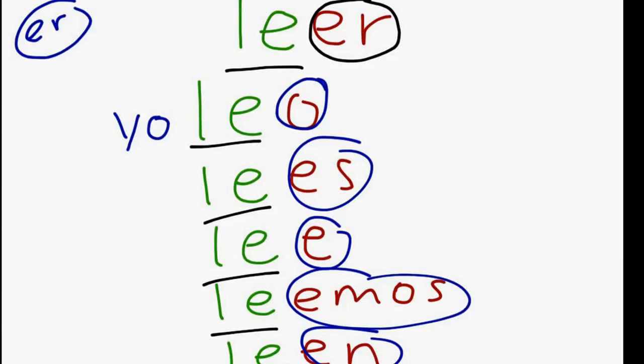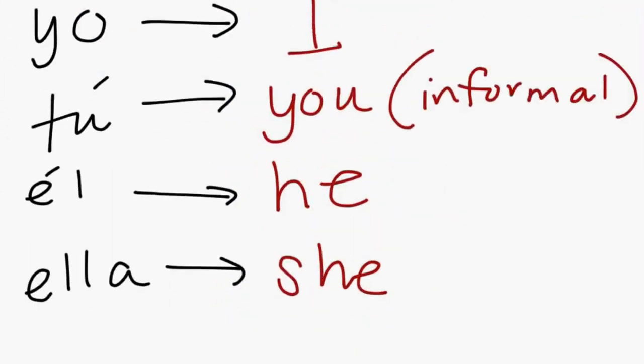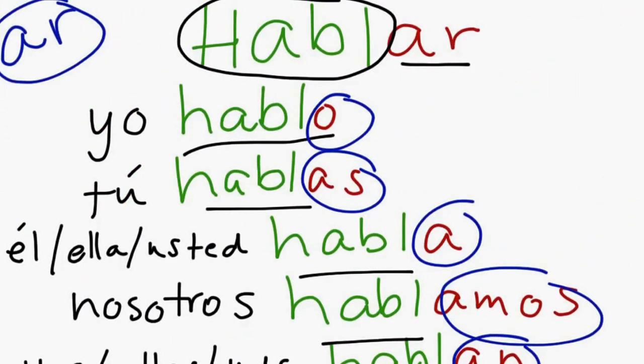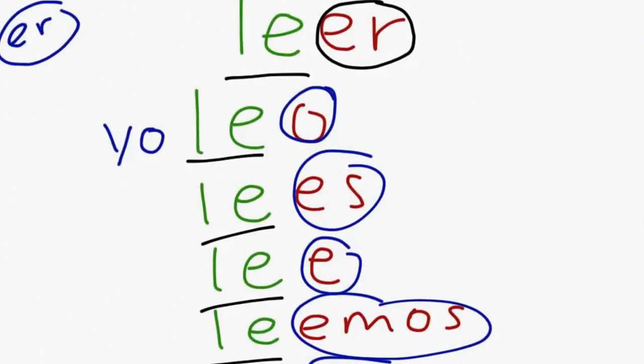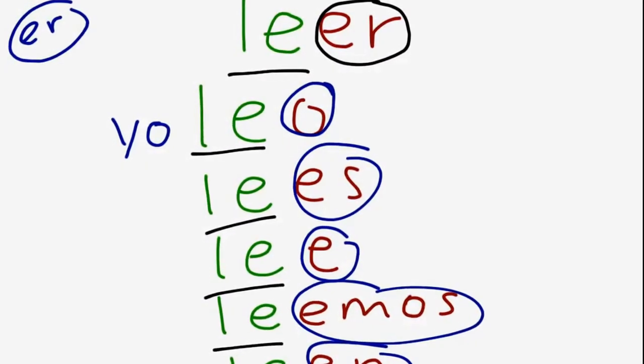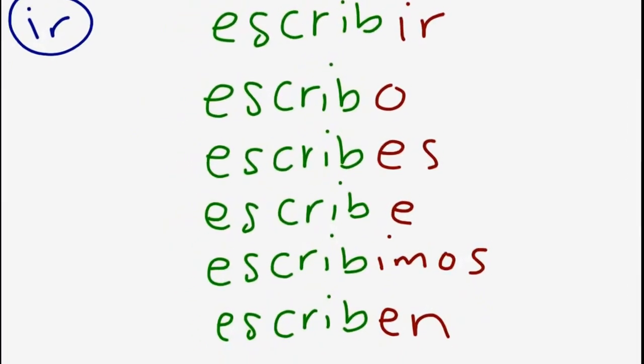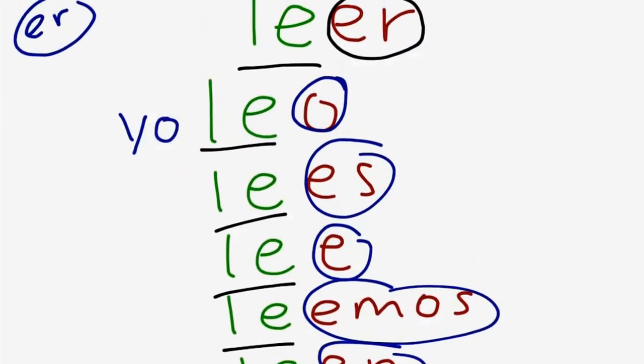Okay? So again, an example of an AR verb is different than an ER. Remember that the AR verb endings were o, as, a, amos, an. The ER verb endings are o, es, e, emos, en. Okay? ER verbs are similar. There's the verb escribir. Oh, by the way, leer means to read, yeah?